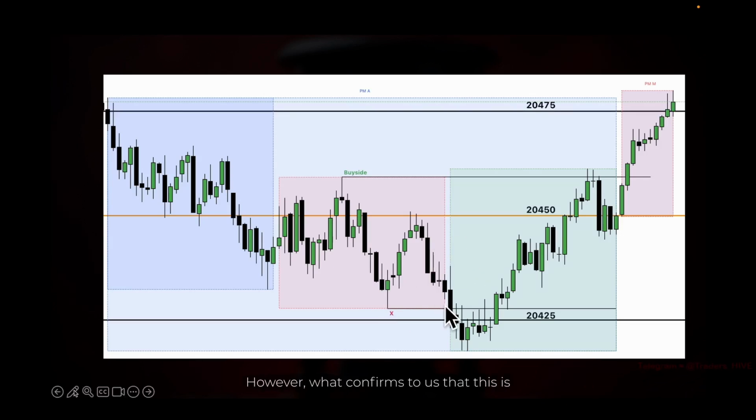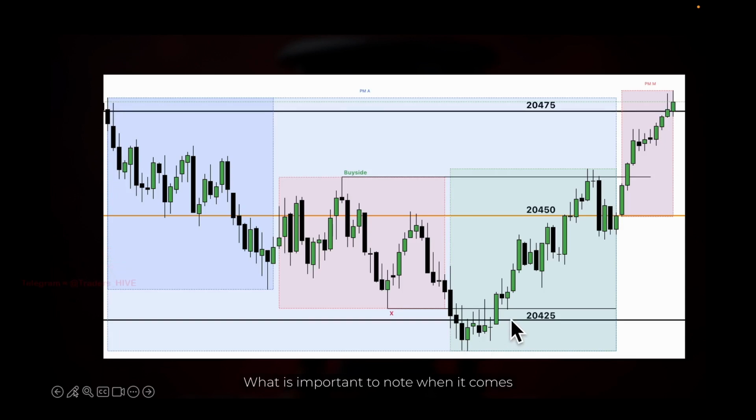However, what confirms to us that this is a purge of sell-side liquidity and not just a sweep to continue lower is when we displace higher. It's a very important understanding to have. There's a difference between the terminology of sweeping liquidity and purging liquidity. Sweeping liquidity is when the market takes out a key liquidity pool, and from that moment in time, we have swept the liquidity. However, what confirms to us that this sweep is in fact a purge of liquidity is when we see the market begin displacing higher, because it shows to you that liquidity has been purged and that smart money has now positioned themselves long.